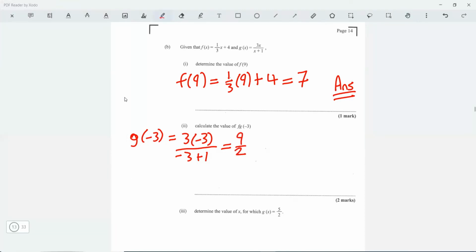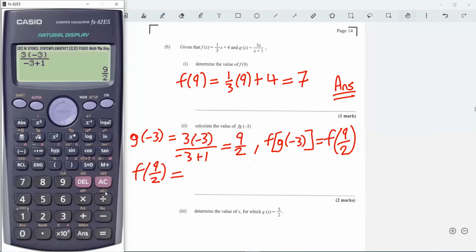Since g of -3 is 9 over 2, that means fg of -3, the g of negative 3 part is 9 over 2. So this ends up working out to be equal to f of 9 over 2. So now we need to put 9 over 2 into the function f of x. So now f of 9 over 2 is equal to, we put 9 over 2 for x.